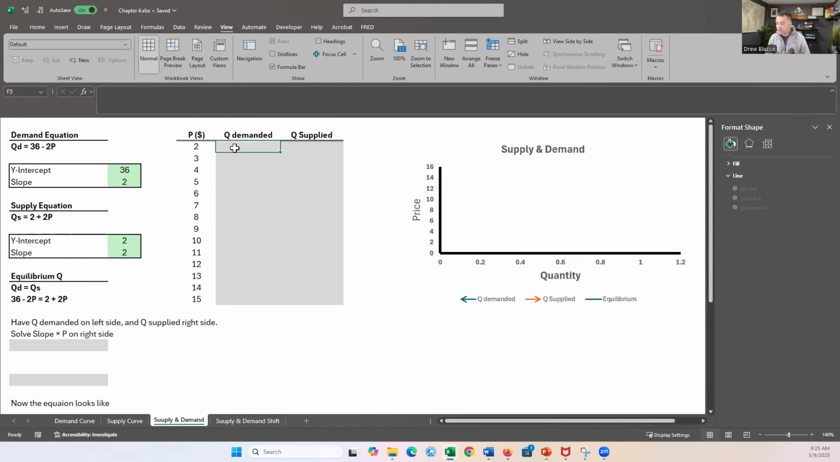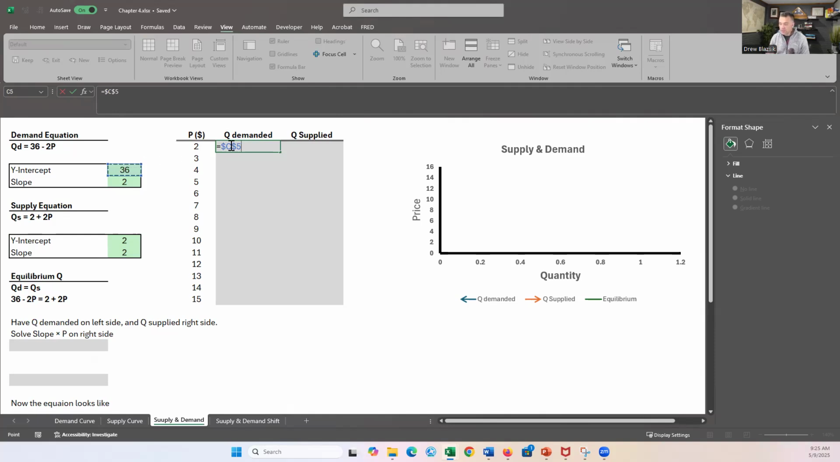Next, let's fill in our table. Here's the price, and then all we're going to do is plug in our equation to find the quantity demanded at that price. Okay, so I have the quantity demanded equation here. I'm going to say equals, what is that? The 36. Okay, 36. And here's a little trick. I don't remember on the Mac. It's function F4. I think it's control command something T.